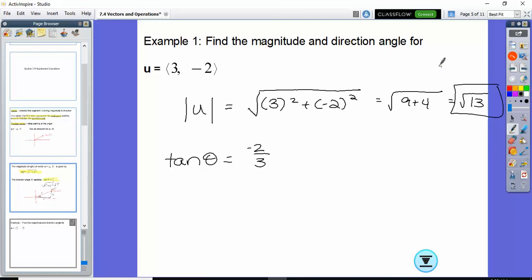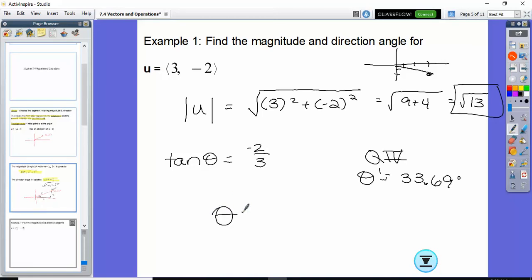If I drew this, 3, -2 is in what quadrant? The fourth. So we need to be in quadrant 4. For the reference angle, I need to know when tangent is equal to 2/3. So let's go to the calculator. Degree mode. So we'll do tangent inverse of 2/3, and we get 33.69 degrees.